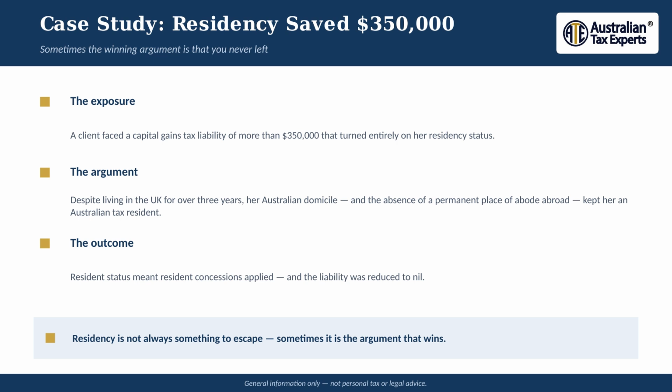Our argument ran the other way. Under the domicile test, her Australian domicile endured, and she had never established a permanent place of abode abroad. Legally, she had never stopped being an Australian tax resident. The argument succeeded. Resident status meant resident concessions applied, and the liability was reduced to nil. The lesson? Residency is not always something to escape. Sometimes it is the argument that wins.